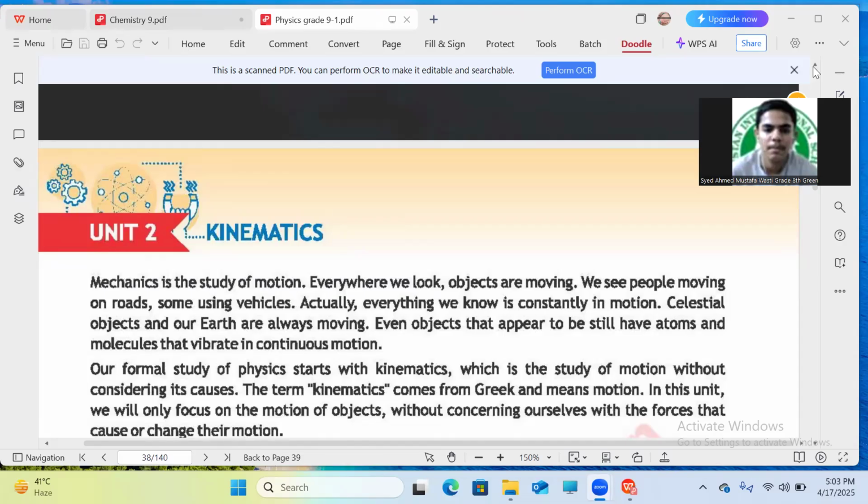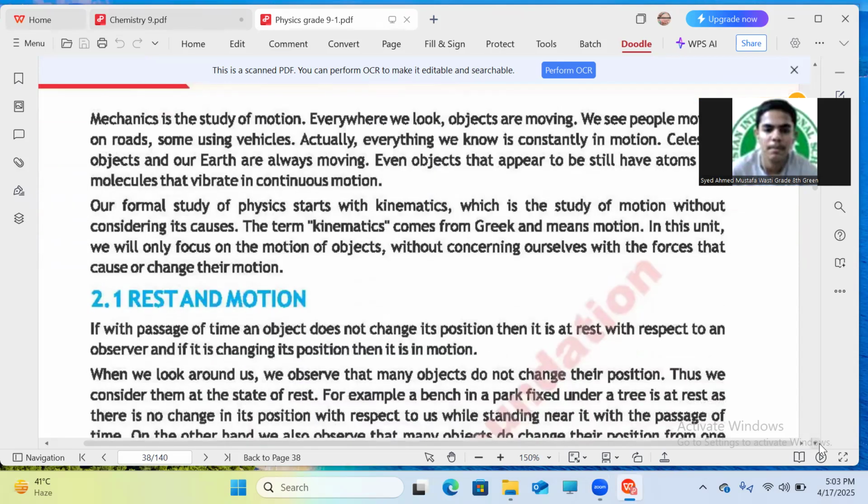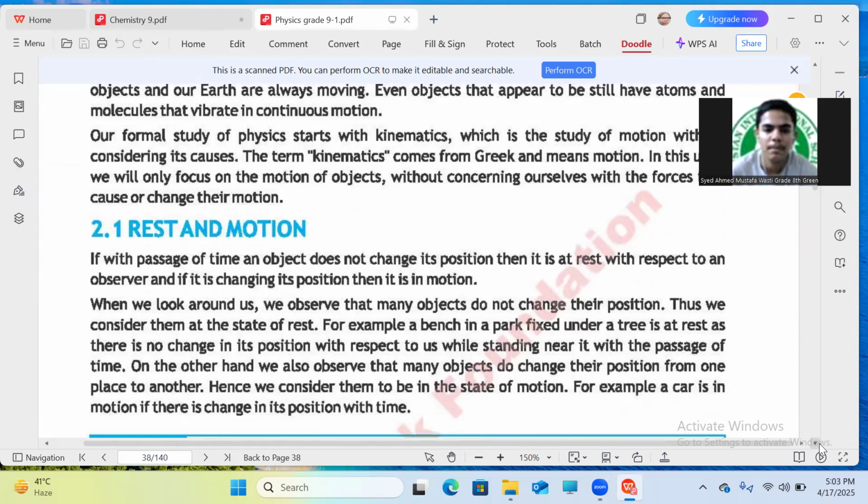As in our previous lecture, we have learned about a major branch of physics that was kinematics. What is kinematics? Kinematics is the branch of physics that deals with the study of motion without considering its causes. It comes from a Greek word that means motion. Here we have seen a major concept of rest and motion, their difference and their examples.